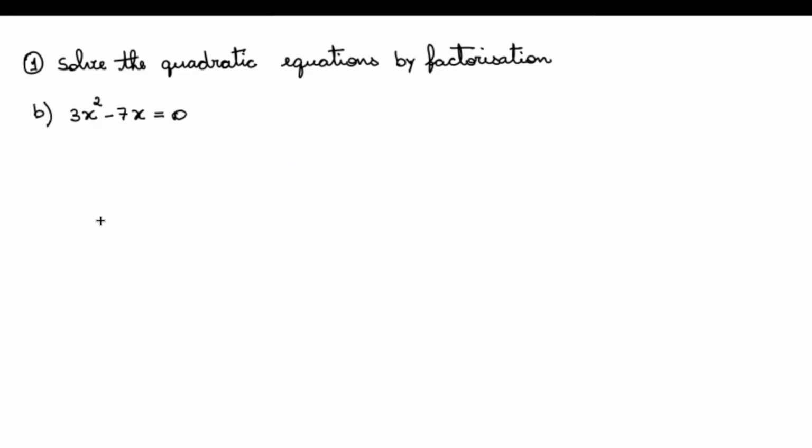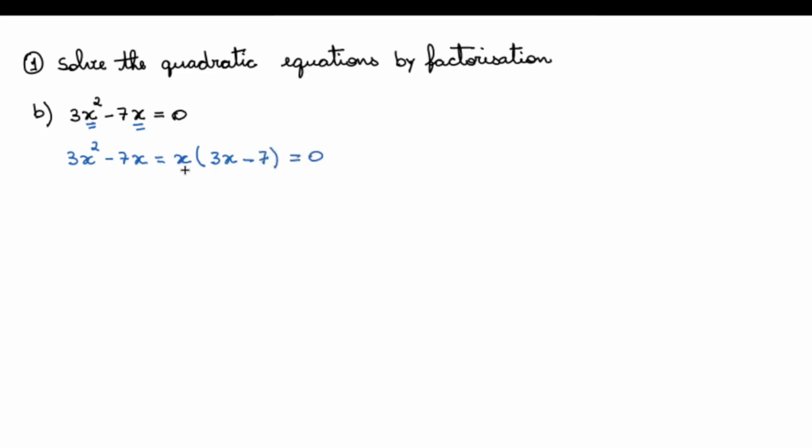Now, let's take a look at another equation, 3x² minus 7x equals 0. Press pause and try to solve this equation by yourself. Again, we have a common factor, x, for both terms of this equation. So we can factor out x from the equation 3x² minus 7x, and now we can divide 3x² by x, and minus 7x divided by x equals minus 7.